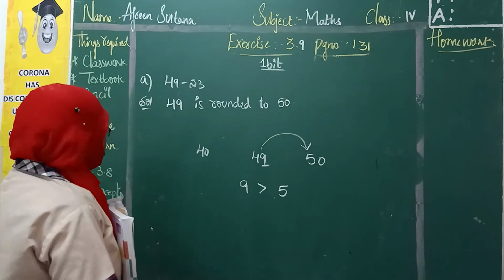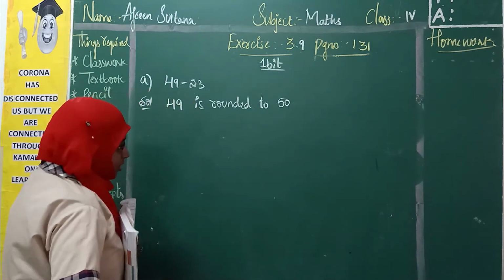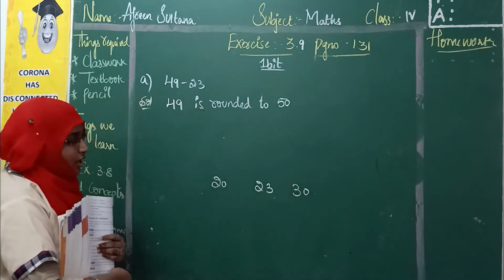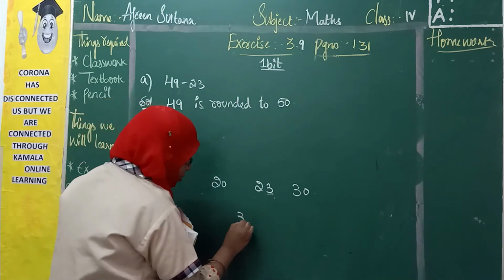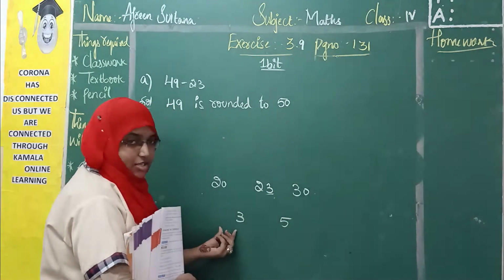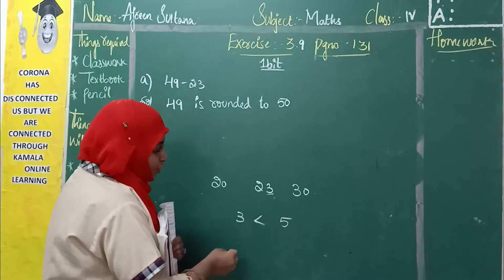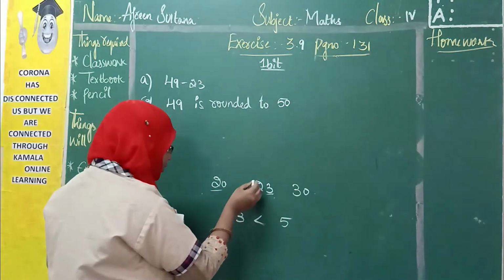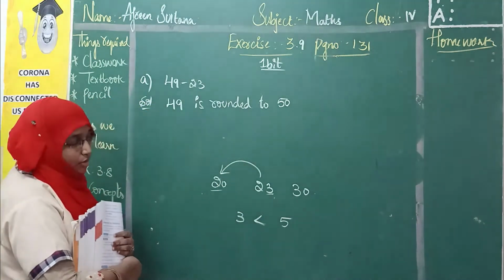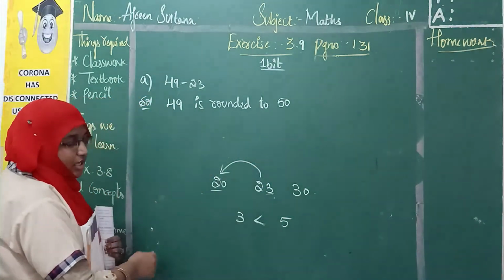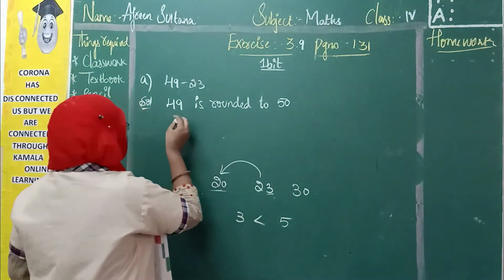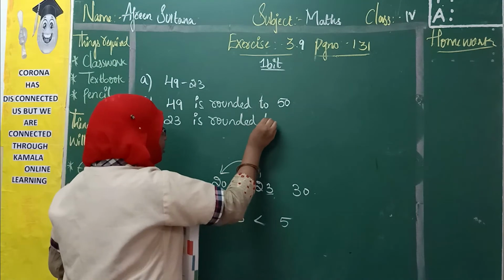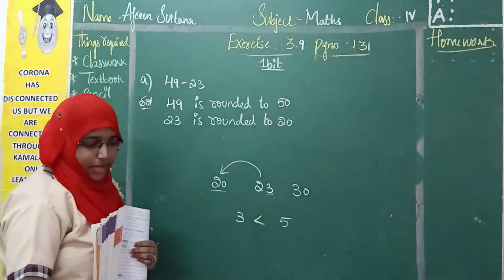In a similar way, let us do for 23. Now 23 will be lying between 20 and 30. Now we will compare this 3 with 5. So 3 is less than 5. Whenever it is less than 5, we need to round left side, that is down. The left side is 20. Rounding up means right side, rounding down means left side. So what is the value now? 20. So 23 is rounded to 20. Till now it is exactly the same as estimating sum.